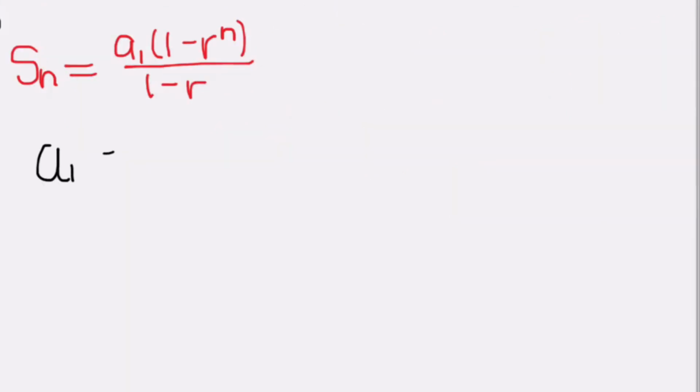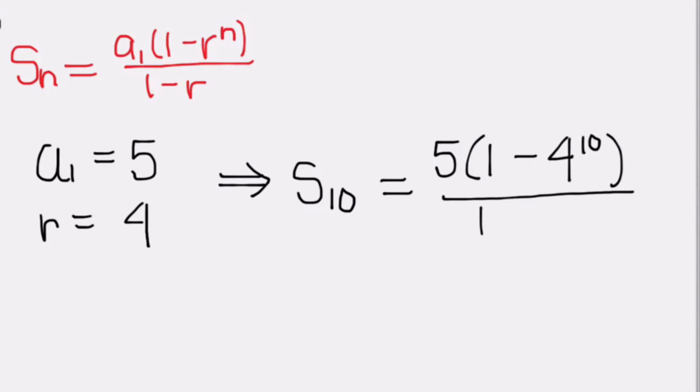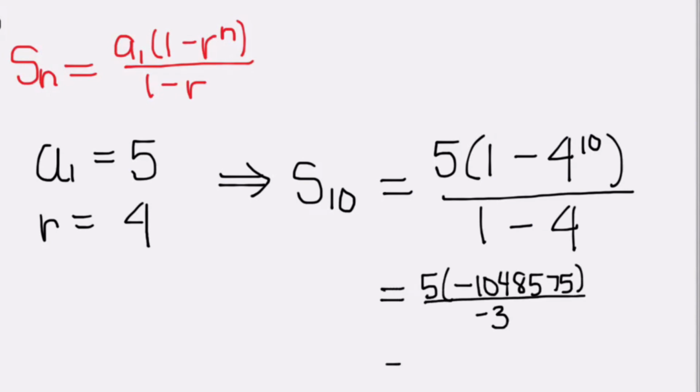Now that we have found the common ratio r and the initial term a sub 1, we can plug these values into the sum formula to find the sum of the first 10 terms in this geometric sequence. So s sub 10 is equal to 5 times 1 minus 4 to the 10th over 1 minus 4. And once we evaluate this, we end up with 1,747,625.